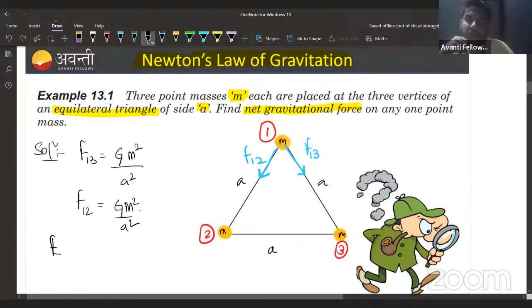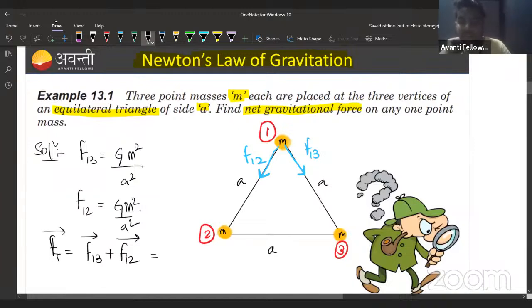Can I say force total is equal to F13 plus F12? Since these two quantities are equal, it will be 2GM square by a square. Is that correct? I don't think so. Why? Because these two are vector quantities, and we can't simply add vector quantities like that, right? Since these are vector quantities, I'll represent force total as F13 plus F12 in vector form.